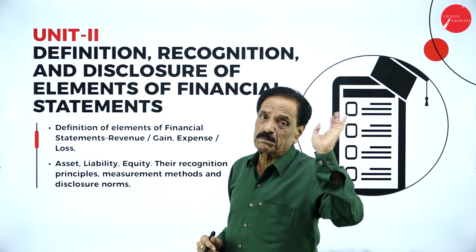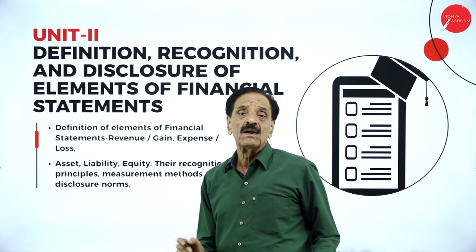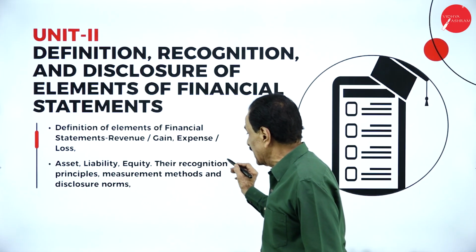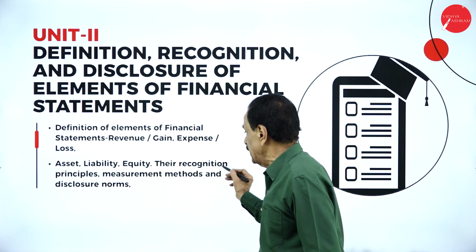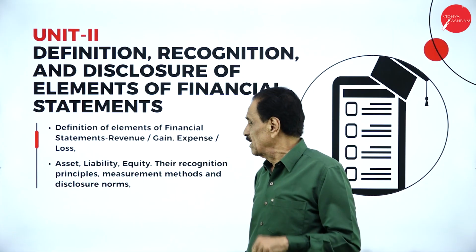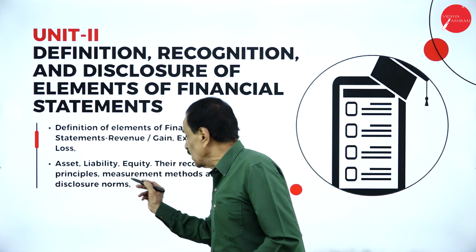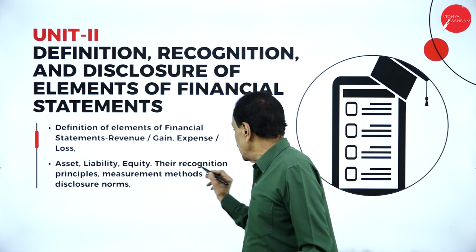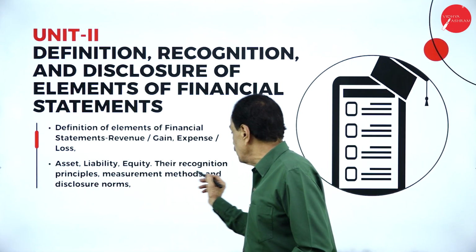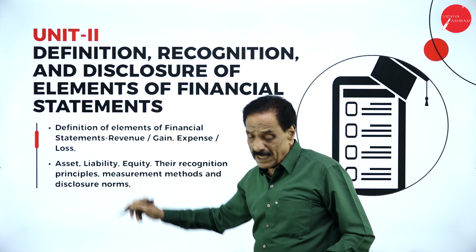Then we are going to explain for the student each of these. What do you mean by an asset? What do you mean by liability? What do you mean by equity? Their recognition, principle, measurement methods and disclosure norms. How the shares will be valued. What the assets are, which are considered a liability, what equity is, their recognition, what principle we are going to apply, what the measurement and disclosure norms are, and what norms are to be followed, all will be explained here.